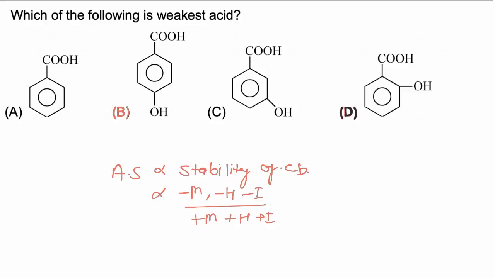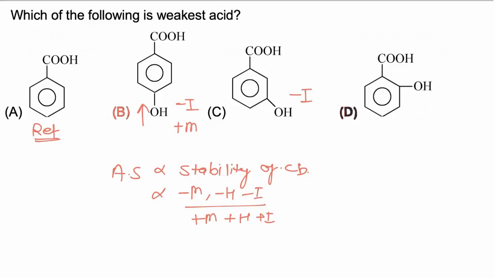Now in the first case, benzoic acid is present. In this molecule, no electron donating or withdrawing groups are present, so it will be taken as reference. In the second case, an OH group is present which has -I and +M effect. Since OH has mesomeric and inductive both, and mesomeric is stronger than inductive, OH will be overall electron donating. In the third case, OH is present at the meta position, and if two groups are attached at meta position, they will only have -I effect.